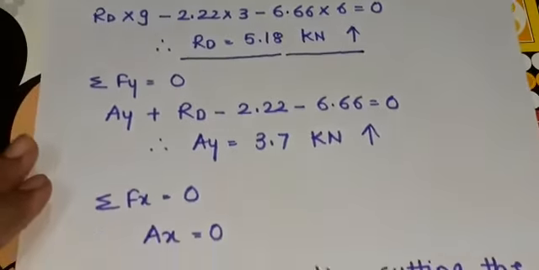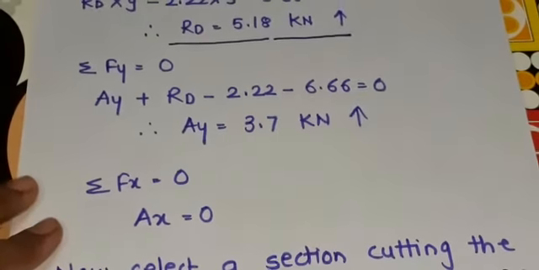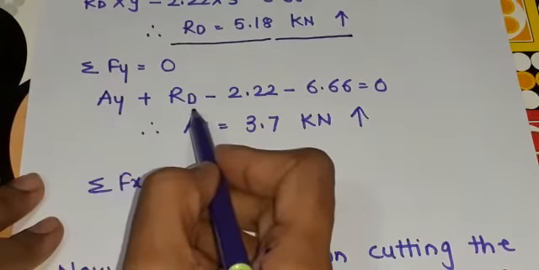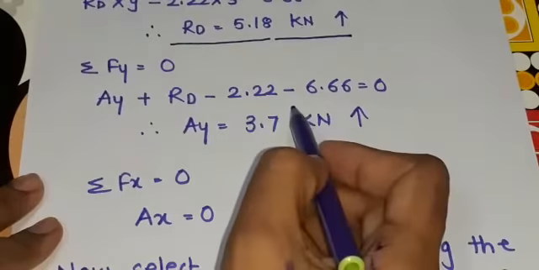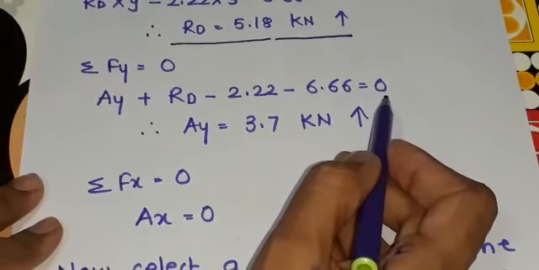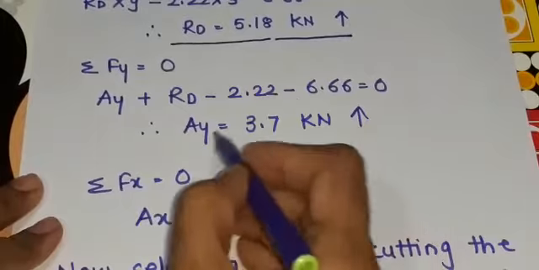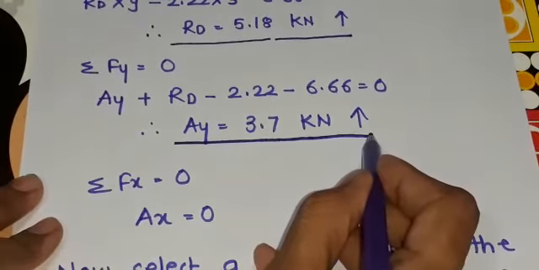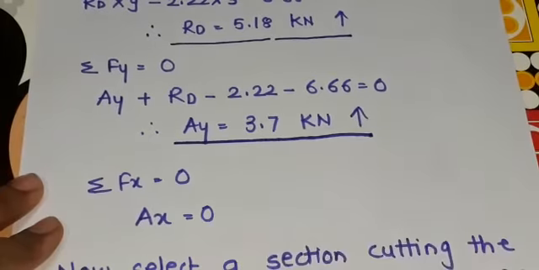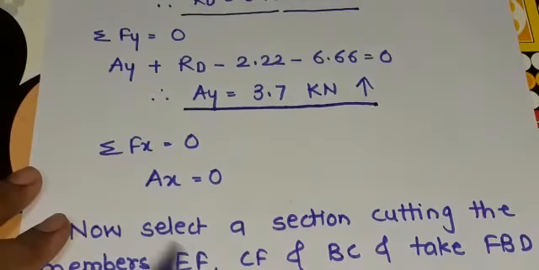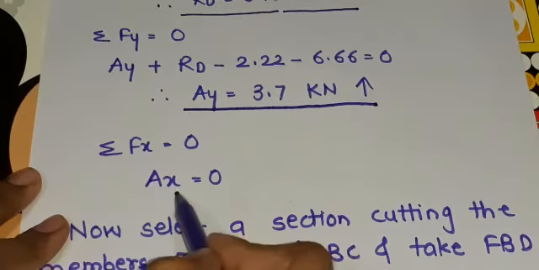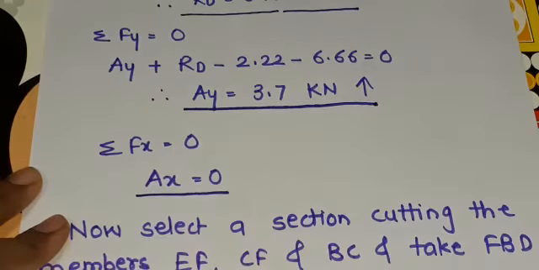Then apply another condition, summation Fy is equal to 0, which gives AY plus RD minus 2.22 minus 6.66 is equal to 0, and from this equation we get the value of AY equal to 3.7 kilonewton in upward direction. Then apply the third condition, summation Fx equal to 0, which gives the value of Ax equal to 0.